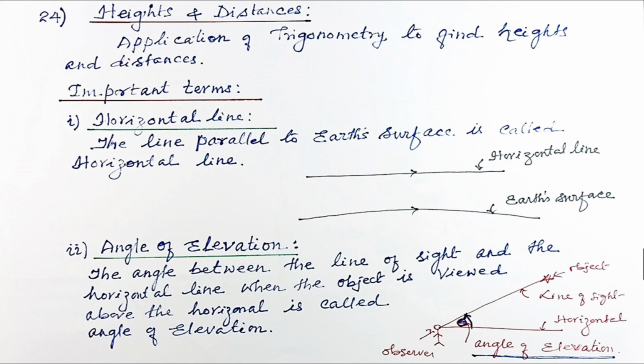Now the next important term is angle of elevation. Now we have an observer here, we have an object, and there is a horizontal line, and the object being observed is above the horizontal line, and therefore the observer has to raise his head and make an angle theta with respect to horizontal line to see the object, and this theta angle which the observer makes with the horizontal to see the object is known as the angle of elevation. Therefore the angle between the line of sight and the horizontal line when the object being viewed is above the horizontal is called as angle of elevation.